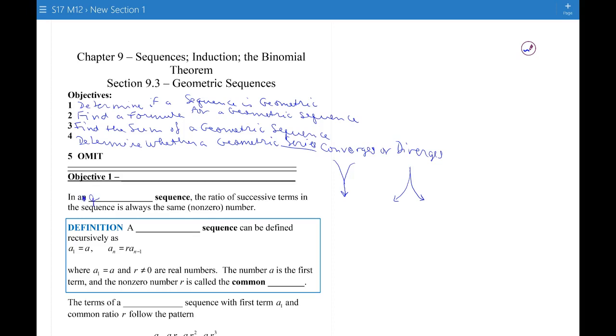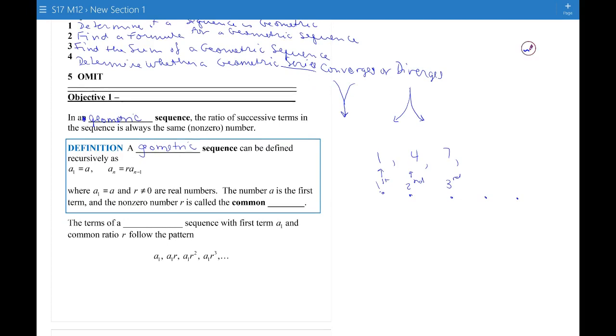So in a geometric sequence, the ratio of successive terms. So successive means if you have a first term and a second term and a third term, this is the first term, this is the second, this is the third. So each successive term means in order, one after the other. So the ratio of successive terms is always the same non-zero number in order for a sequence to be called geometric. So a geometric sequence is defined recursively. So again, that means you look to the previous term to figure out how to make the next term.